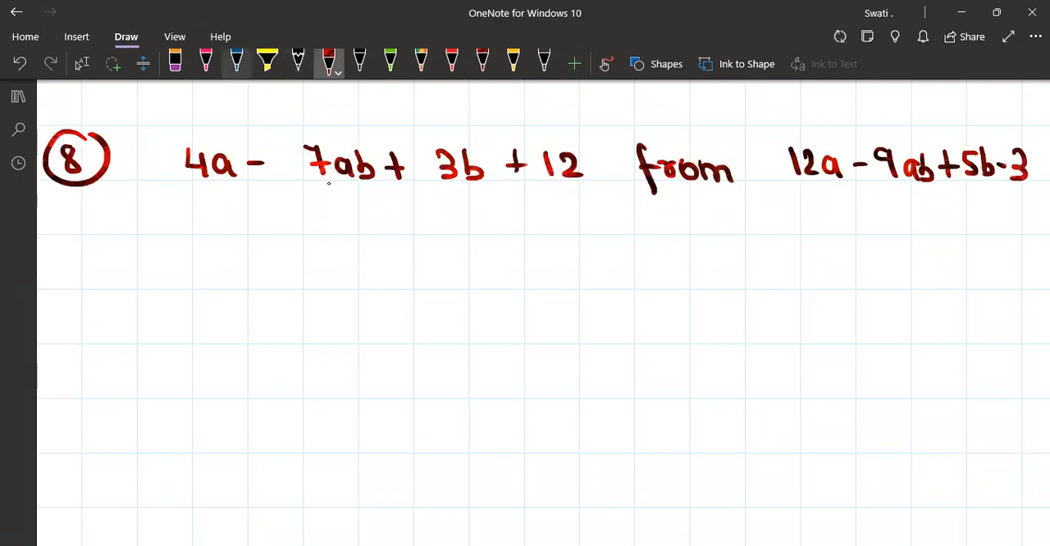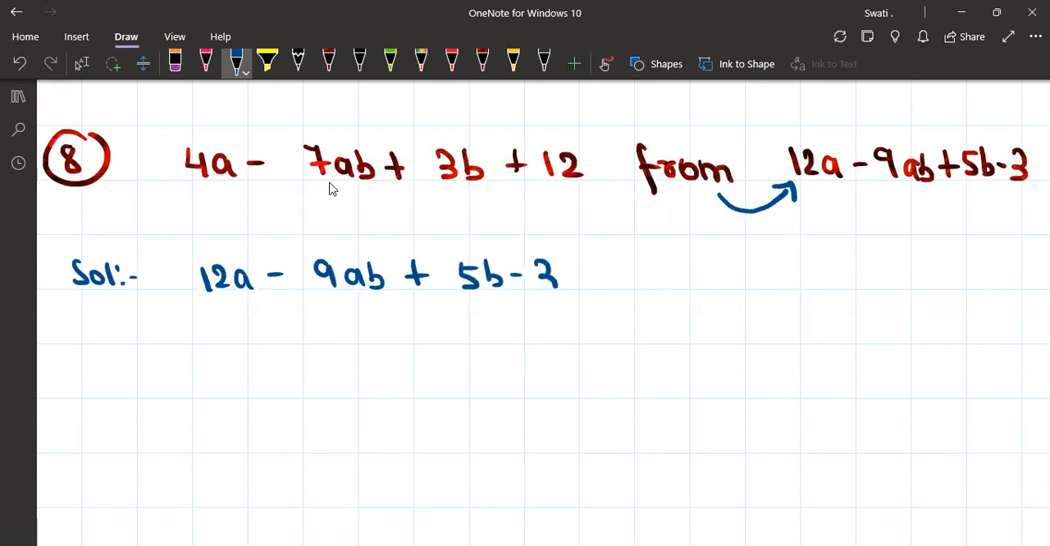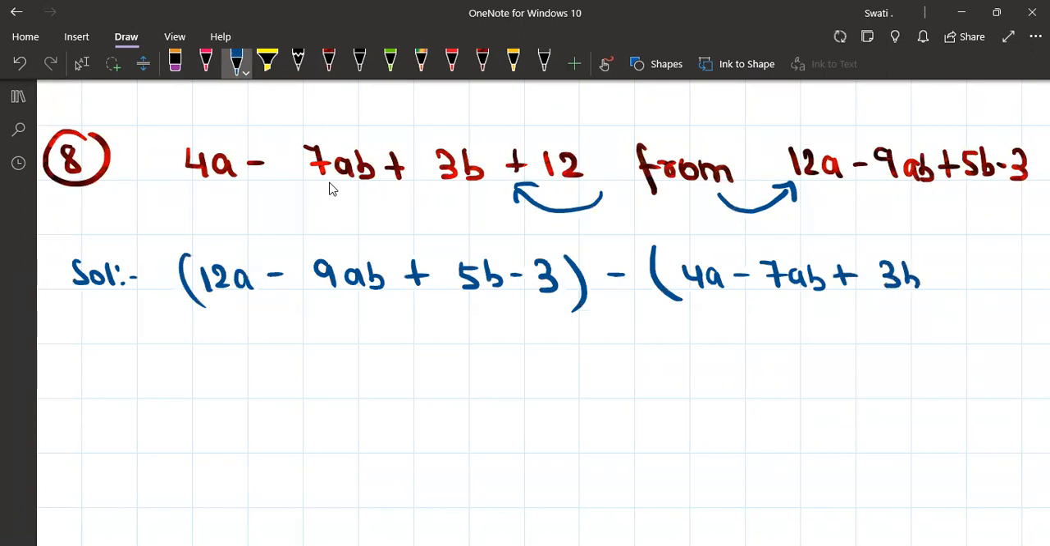Okay, so of course you know how to solve this. It is like this from this. So whatever is after the from, whatever expression we have, that we need to write down first. So I'll write down 12a minus 9ab plus 5b minus 3. Of course, this is a subtraction, so we need to keep it in brackets. So minus, whatever is written before from, that you will write: 4a minus 7ab plus 3b plus 12.